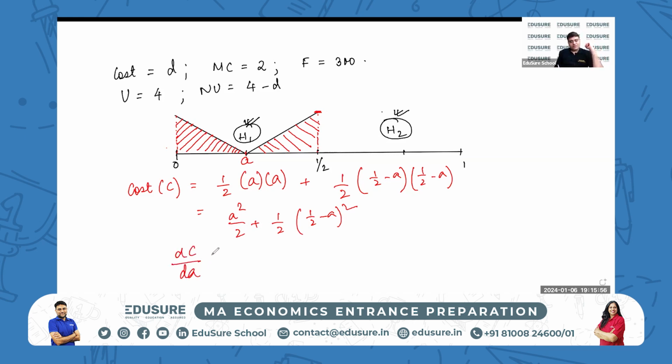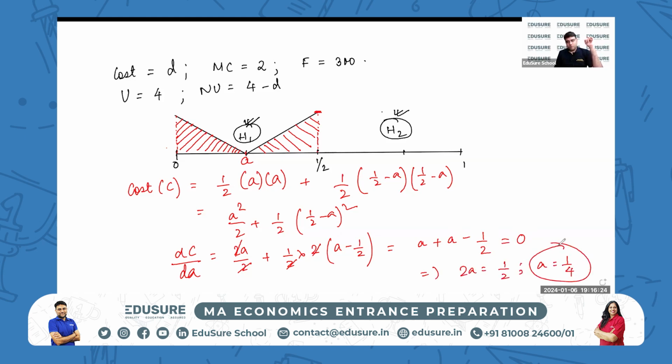I need to minimize, so I do dC/dA. So 2A is equal to half, A is equal to 1 by 4. So A should be equal to 1 by 4 in order to minimize the area of traveling.